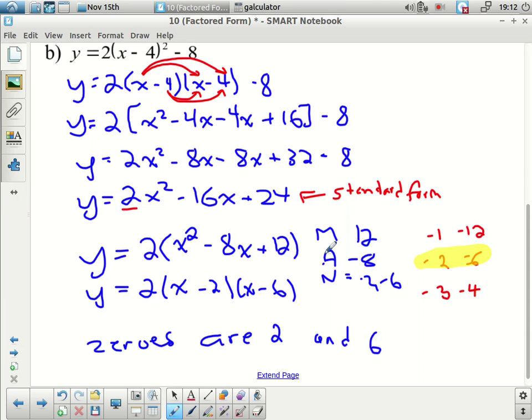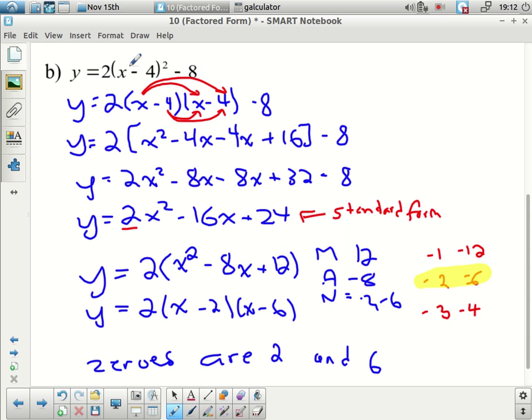Okay, now, as a quick check here, if we look back at the top, this was vertex form, right? So my vertex, I get that from these two numbers. So my vertex is positive 4 and negative 8.